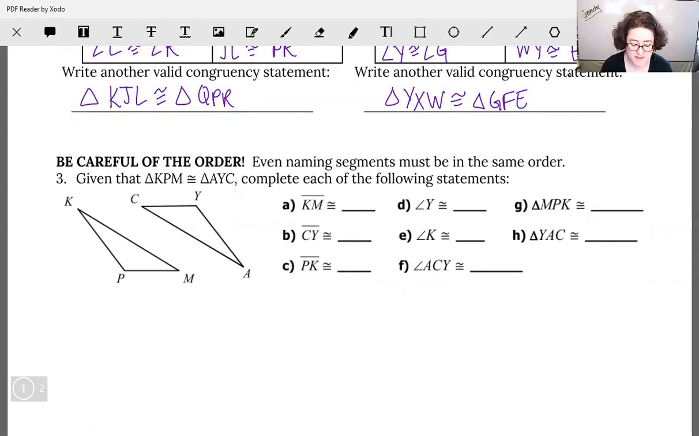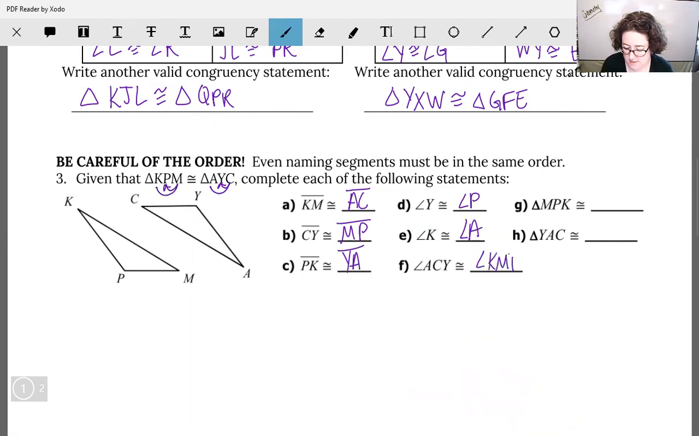So if I just match up with my letters, KM from the first triangle matches up with AC from the second. CY, again same order, would be MP. PK, back with the first one, would be YA. So I'm always twisting around in exactly the same order as whatever they gave me. Angle Y from the second triangle would be congruent to angle P. Angle K should match up with angle A. And ACY, so again, I went A, C, and then back to Y. I need to go in the same order. So K, M, back to P.